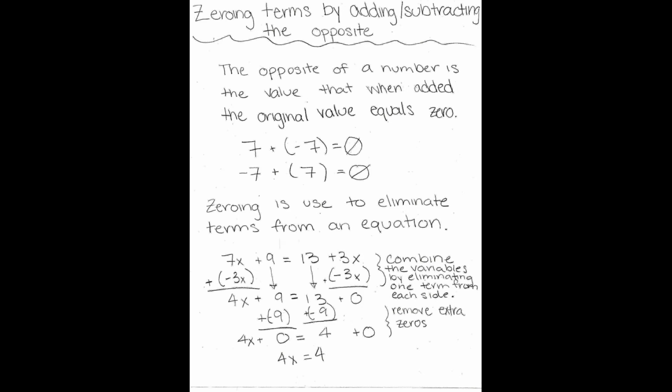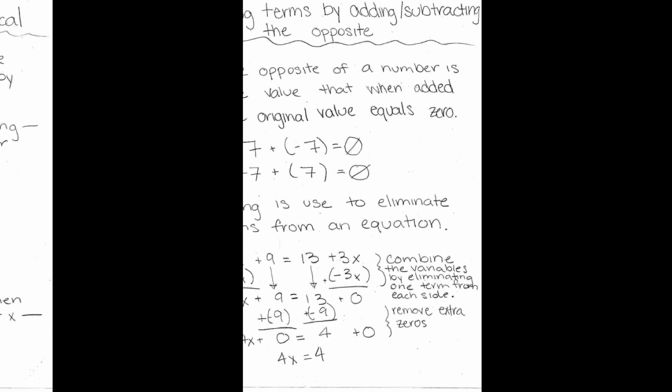When simplified after zeroing both of these terms and leaving in the zeros, my equation states 4x plus 0 equals 4 plus 0. We do not need to keep those plus zeros on either side of the equation because, as we know, this does not change the equation in any way. After we remove the extra zeros, we have 4x equals 4. This is combining the variables by eliminating one term from each side.